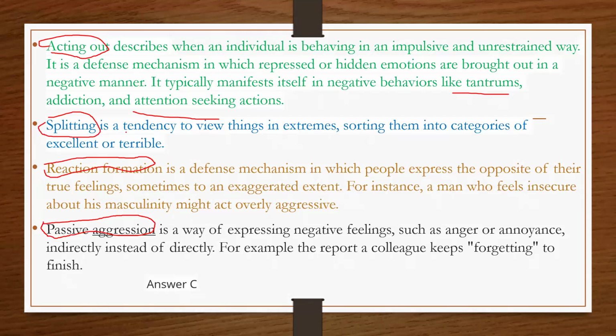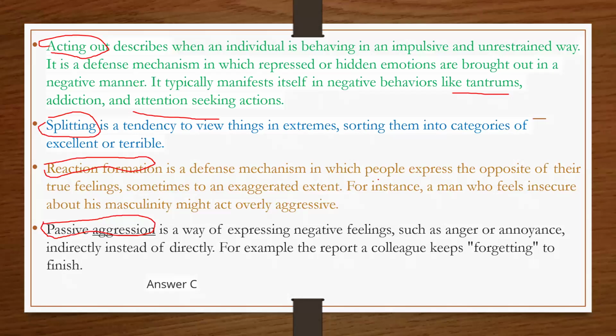I hope it's clear. Then reaction formation is, okay, wait, I'm getting some questions. Okay, Dr. Fatima, you are correct. All good or all bad is splitting. Yes, very good. Then reaction formation is a defense mechanism. Now there are a lot of defense mechanisms which you should know, around 10, 11 are there, where a person will have different mechanisms of defense. Now reaction formation is one such thing.